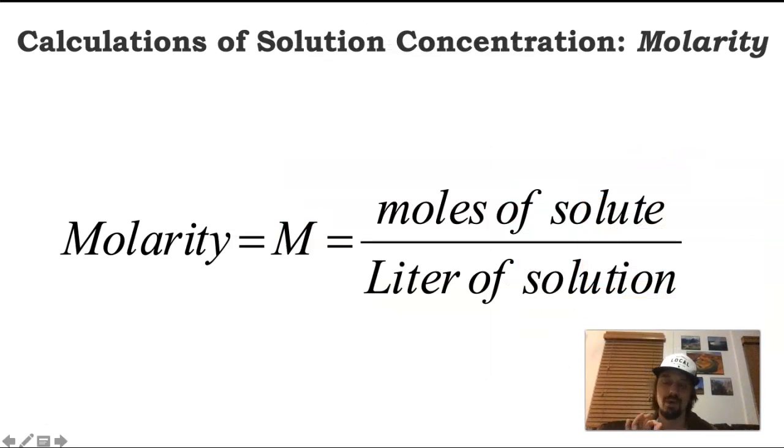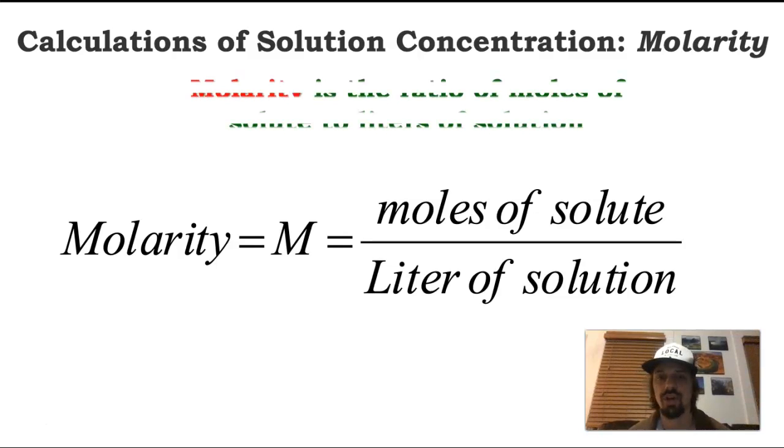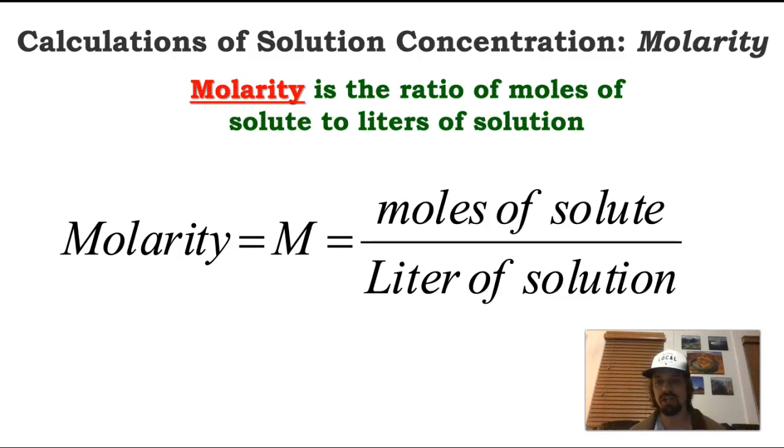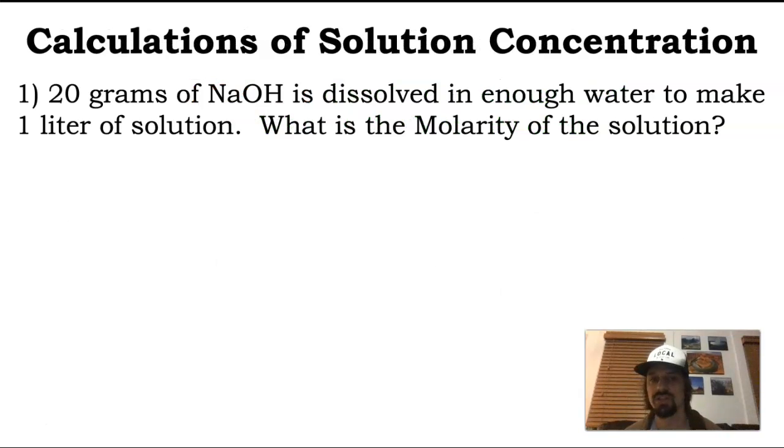The first way, and the most common way, is molarity. I can describe the concentration of a solution with molarity, and molarity is moles per liter. So how many moles of solute are dissolved in a liter of solution? Typically a liter of water. So it's the ratio of moles to liters. Questions 1 through 5 on your homework are all on molarity.